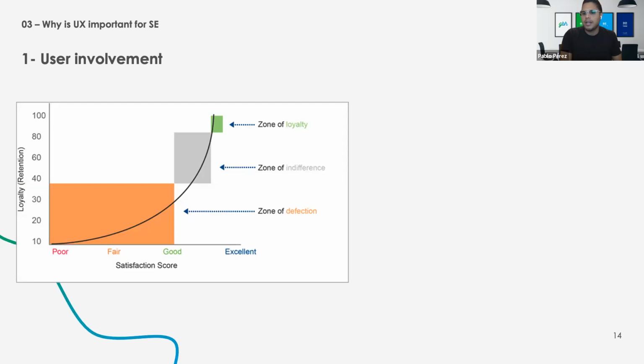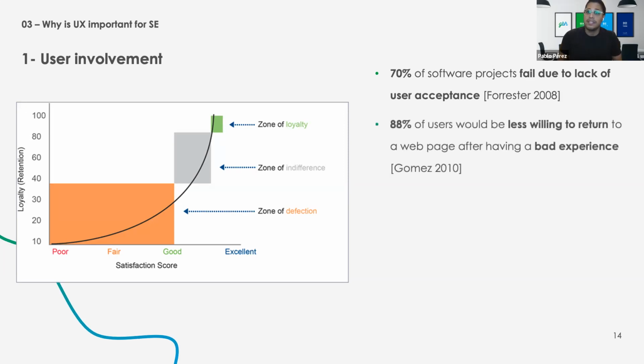There have been several studies about how user involvement impacts product adoption, especially in software. Some of the results are that 70% of software projects fail due to lack of user acceptance. This is clearly what I just said. The product is done, it's shipped, nobody uses it, and all the time and effort building it is just wasted. 70% of the software projects.